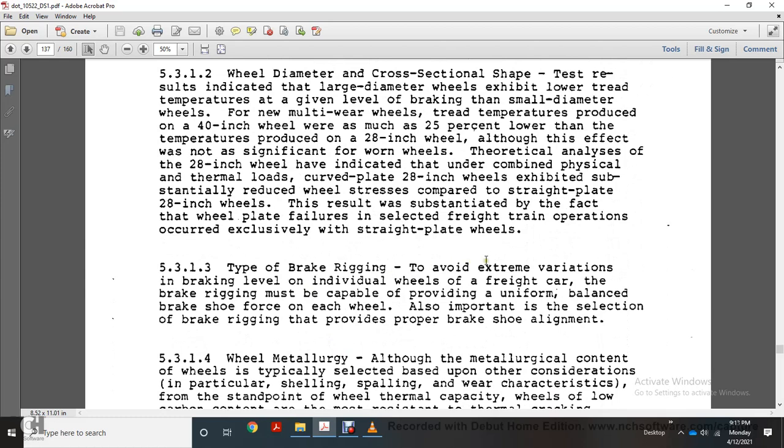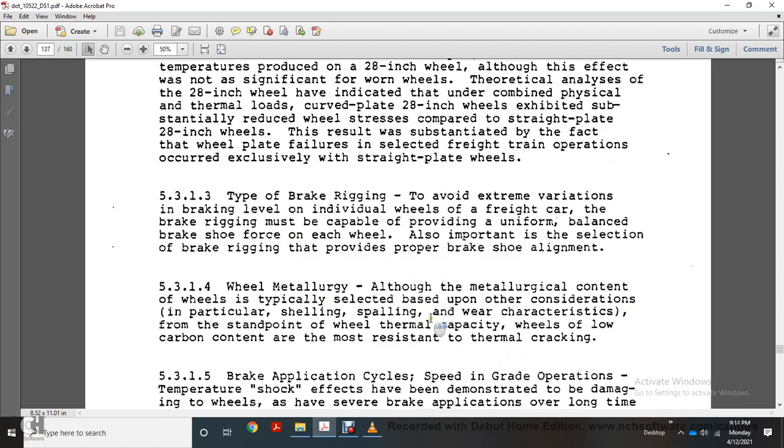Brake rigging: a typical brake rigging should avoid extreme variation of the brake level at the individual wheels of the freight car. Brake rigging must be capable of providing a uniform, balanced brake shoe force on each wheel. Almost as important in the selection of the brake rigging is providing proper brake shoe alignment.